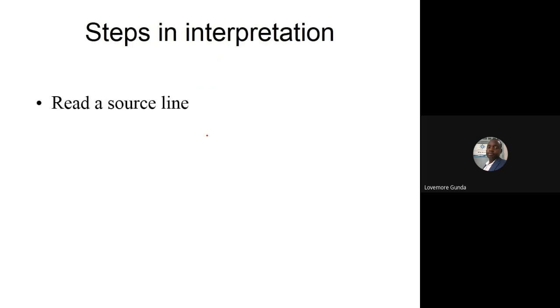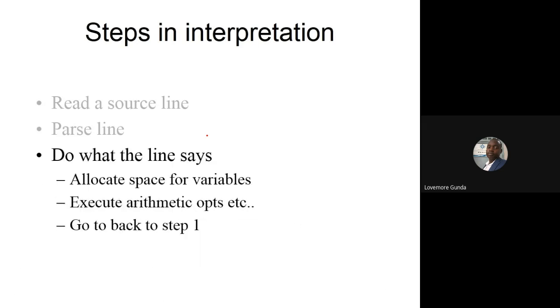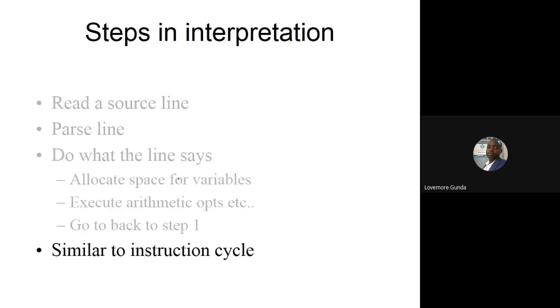So what happens when interpreting? You read the source line, then it parses the line, then it does what the line says. Allocate space for variables, execute arithmetic operations, and the line, then go back to step number one: read the line, parse the line, and do what it says, and so on and so on. All right, so this is similar to the instruction cycle.